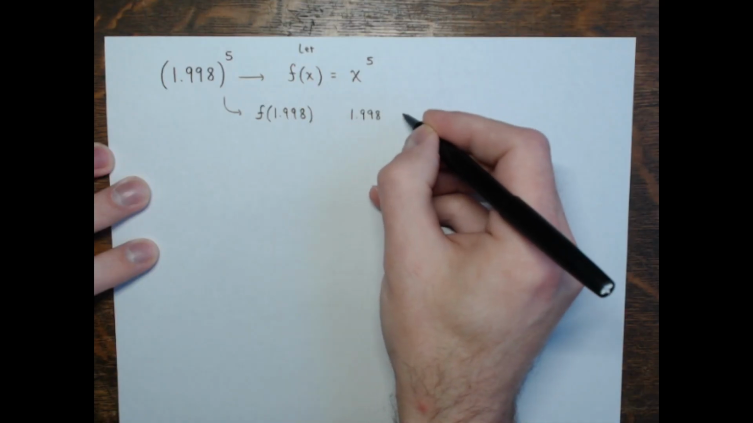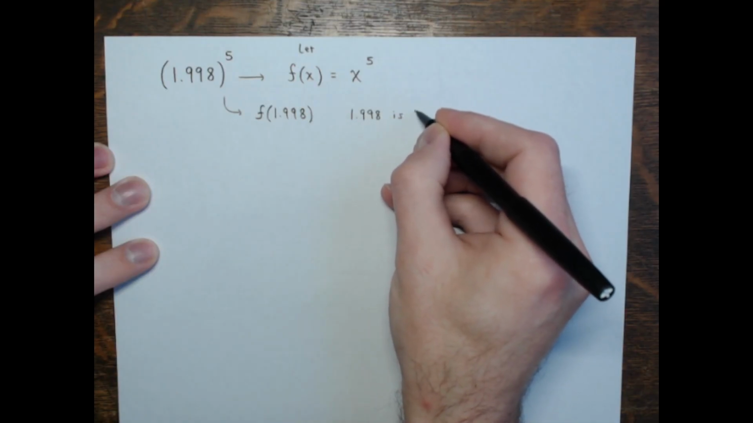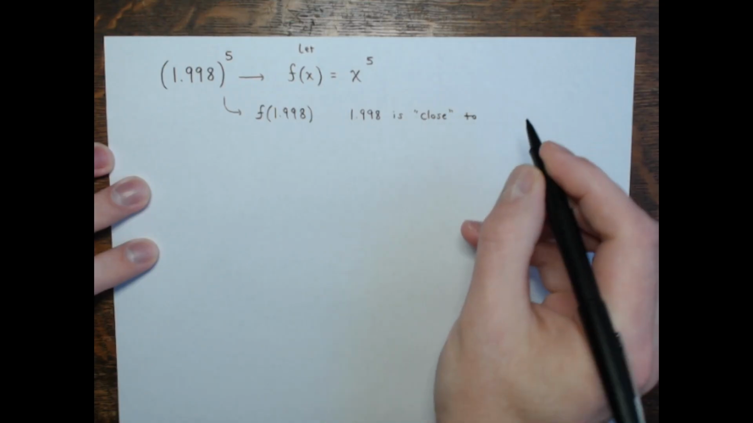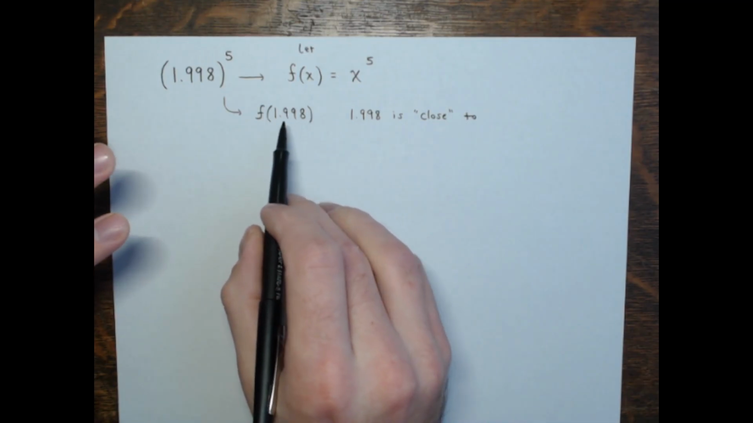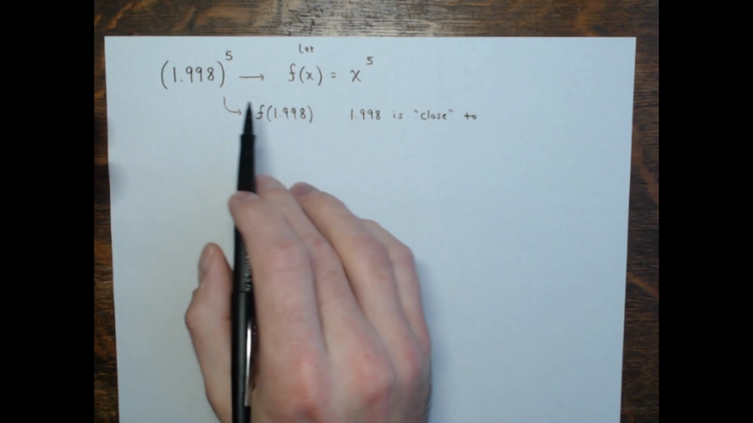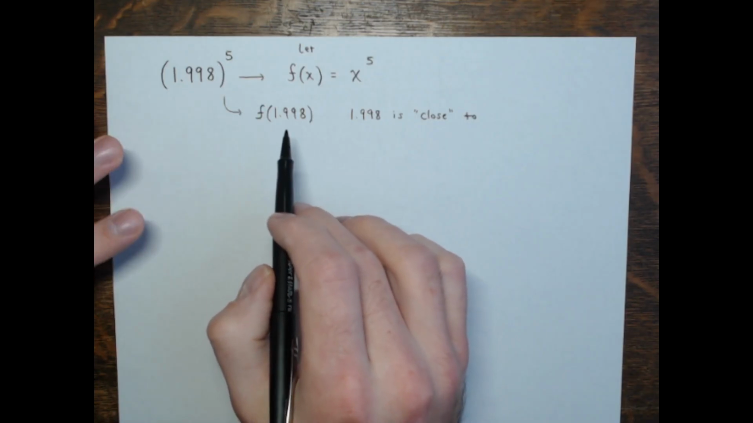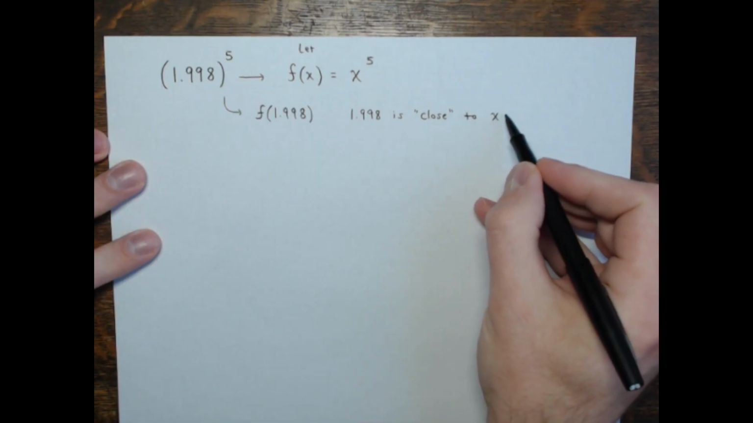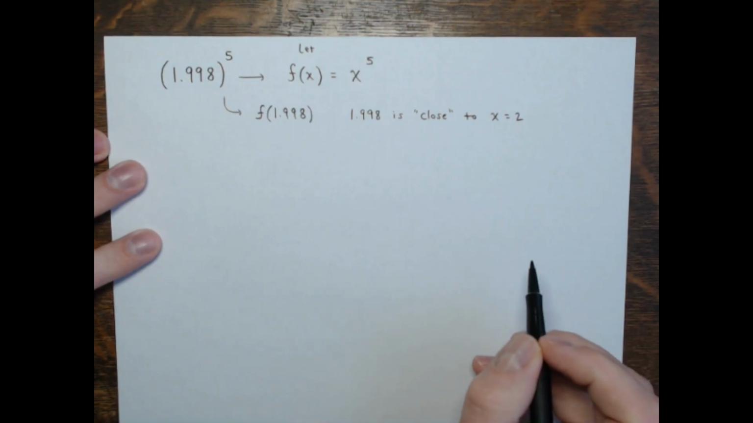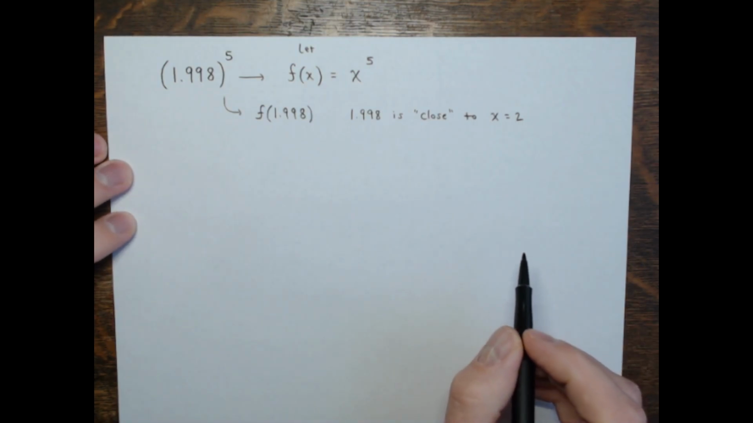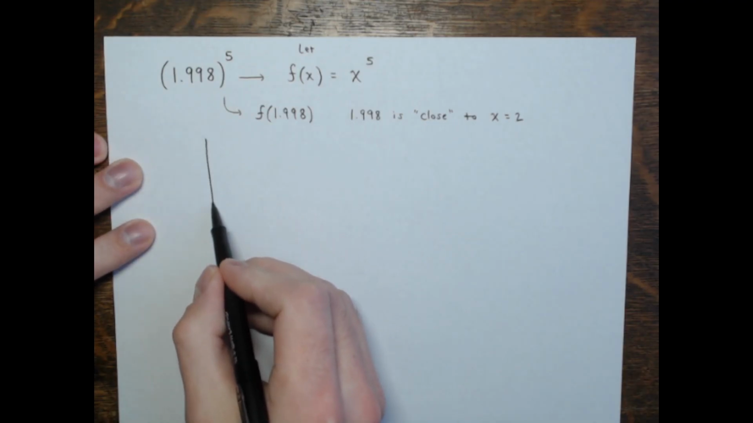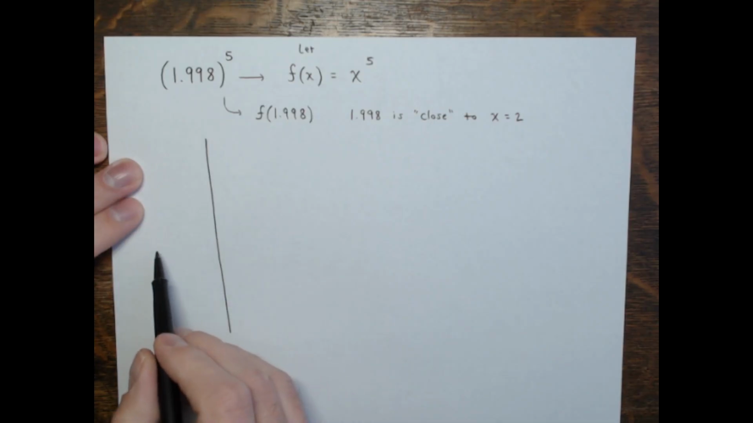And 1.998 is close to, and then think of a nice number that this input would be close to. 1.998 is close to x equals 2. All right. So let me show you what's going on here, kind of tie it to the picture I drew on the previous page.